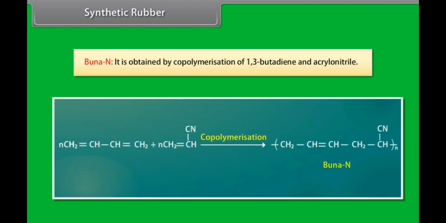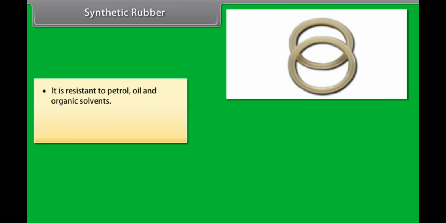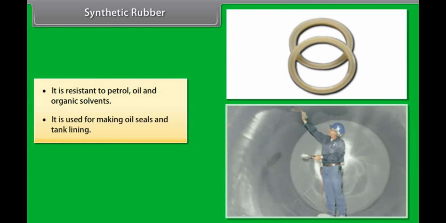Buna-N. It is obtained by copolymerization of 1,3-butadiene and acrylonitrile. It is resistant to petrol, oil and organic solvents. It is used for making oil seals and tank lining.